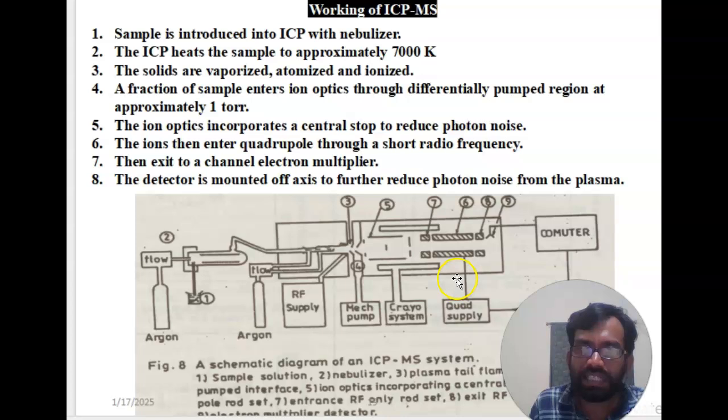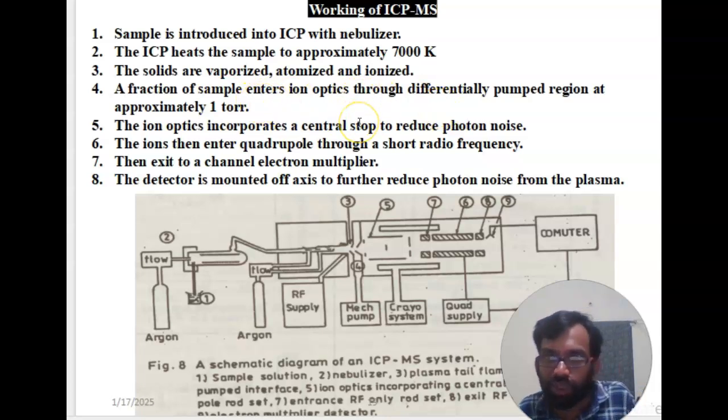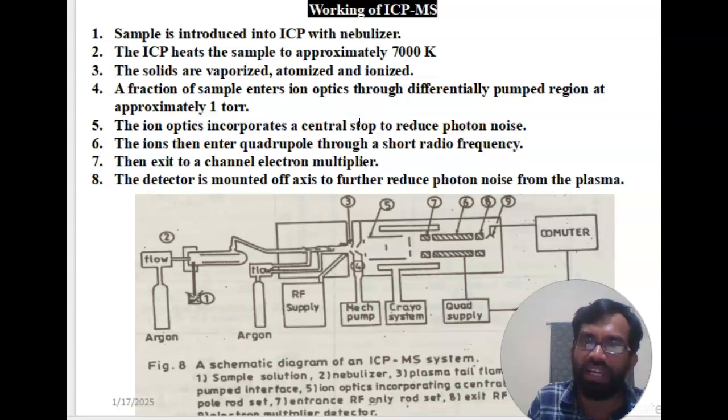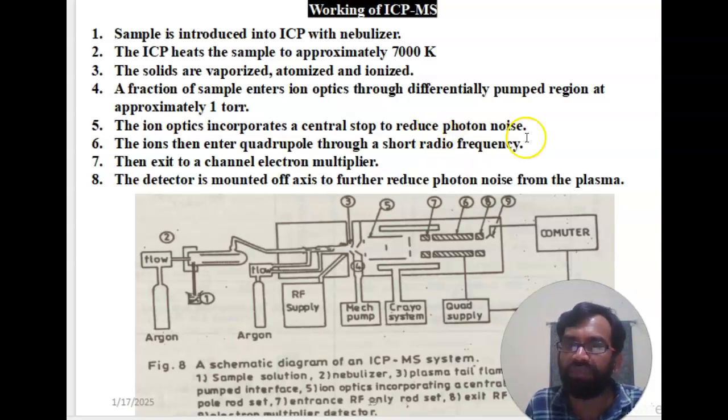You can see the schematic diagram of ICP mass spectroscopy. You can see the sample is introduced into the ICP with the nebulizer. The ICP heats the sample to approximately 7000 Kelvin, and the solids are evaporated, atomized and ionized. So a fraction of the sample enters the optics through the differentially pumped region at approximately 1 torr. The ion optics incorporate a central stop to reduce photon noise. So the ions then enter the quadrupole through the short radio frequency.